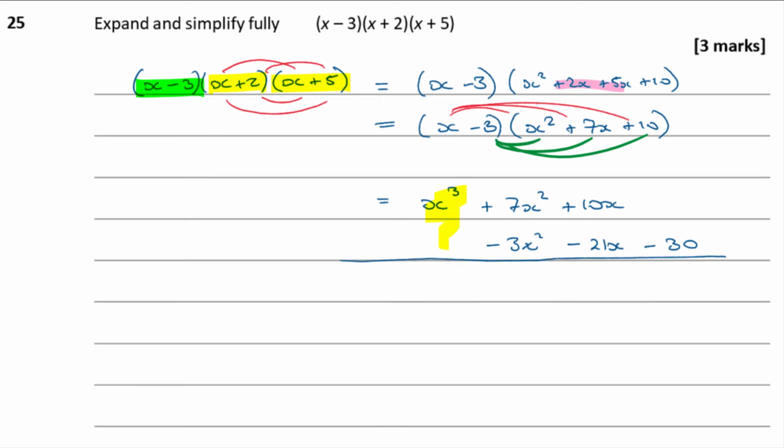along here. I can add this. Well, there isn't anything to add. I can add those. I can add those. And I can add those. Okay, so just by arranging it like that, it makes collecting like terms a little bit easier. It's just a bit of a pro tip.